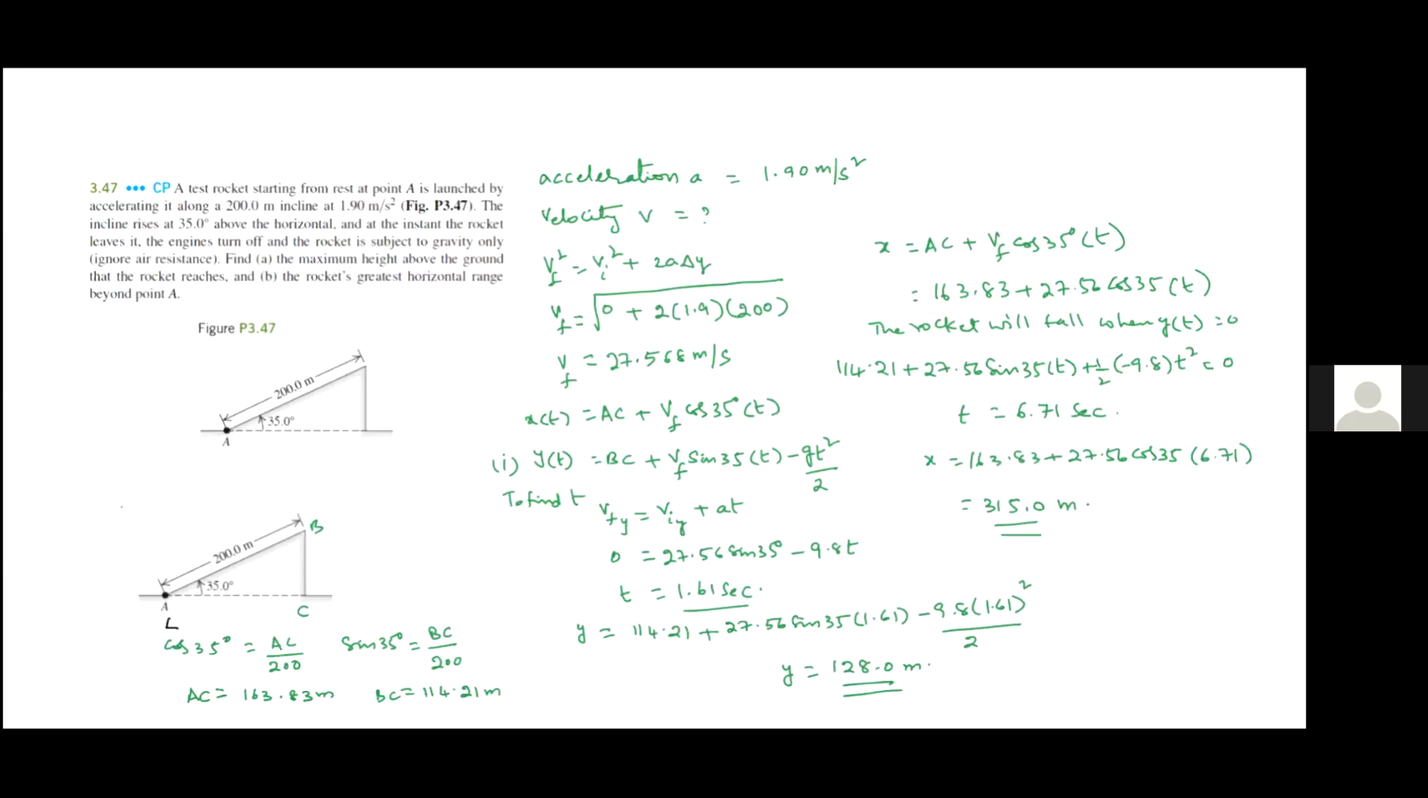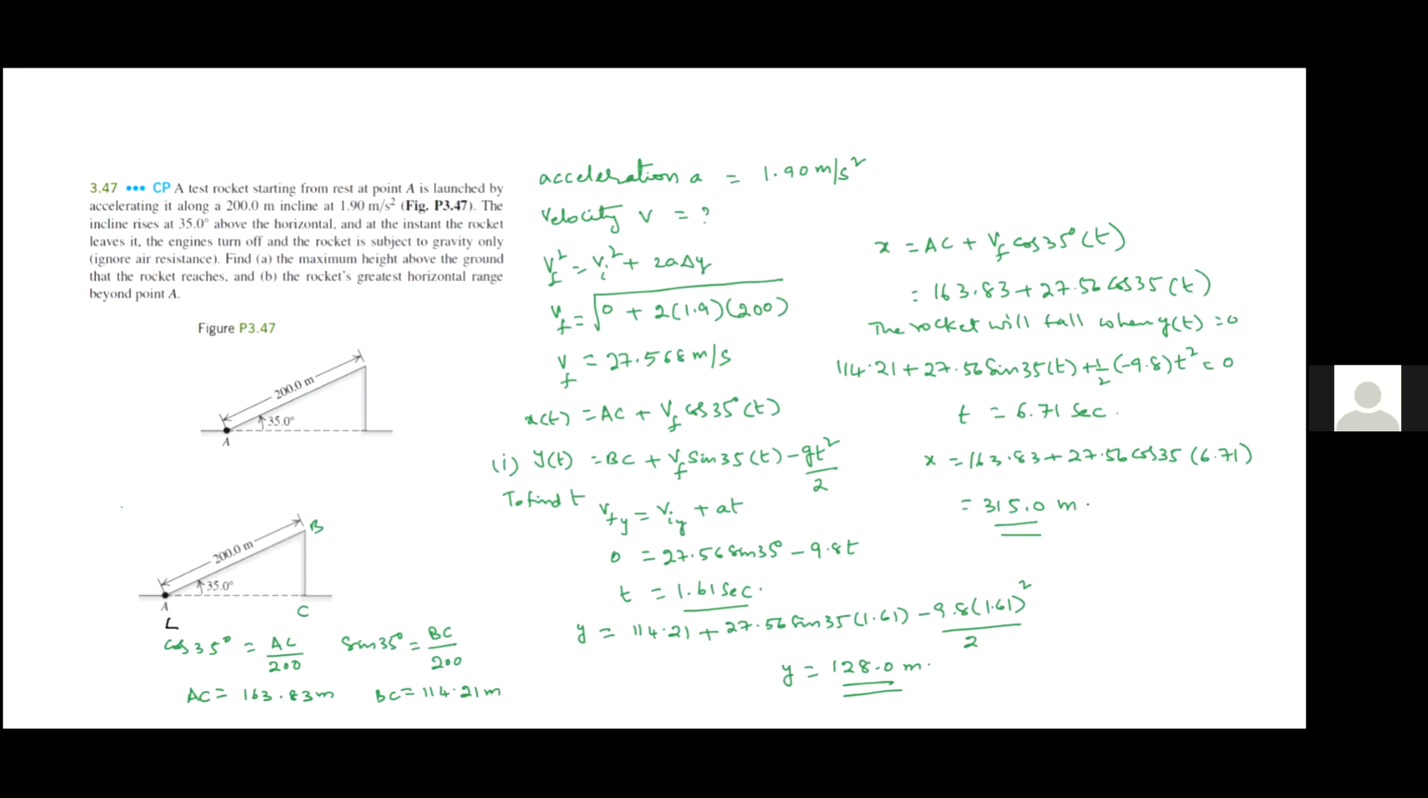A test rocket starting from rest at point A is launched by accelerating it along a 200-meter incline at 1.9 meters per second squared. The incline rises at 35 degrees above the horizontal, and at the instant the rocket leaves it, the engine turns off and the rocket is subject to gravity only. Ignore air resistance. Find the maximum height above the ground that the rocket reaches and the rocket's greatest horizontal range beyond point A. Here is the picture.